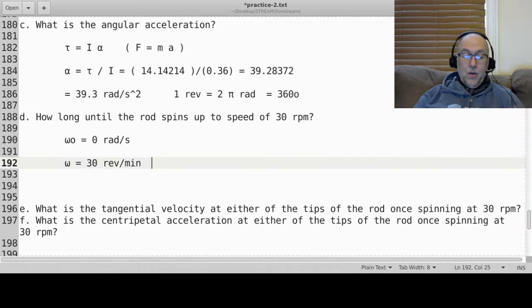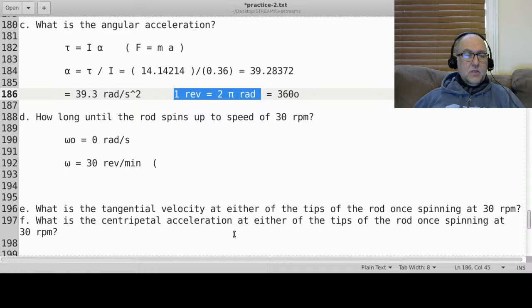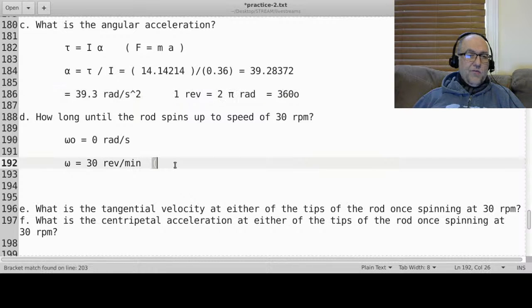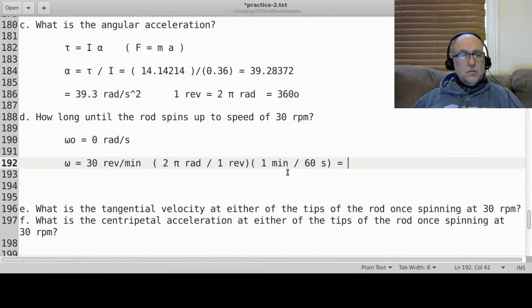And the reason is that now we can convert. So we have to convert away from the revolutions to radians, and so we'll use that equality there to form the following fraction: 2 pi radians divided by 1 revolution. That will eliminate the revolution, numerator here, denominator there, and give you 2 pi radians. And then the other one we have to switch over is minutes: 1 minute divided by 60 seconds. So what does that work out to?